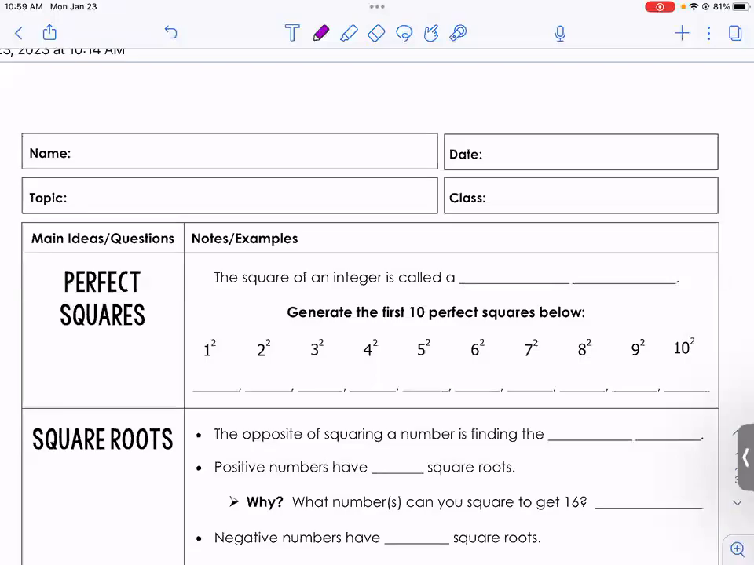All right, so today and tomorrow, we are going to begin talking about perfect squares and square roots. Okay, so the square of an integer is called a perfect square.